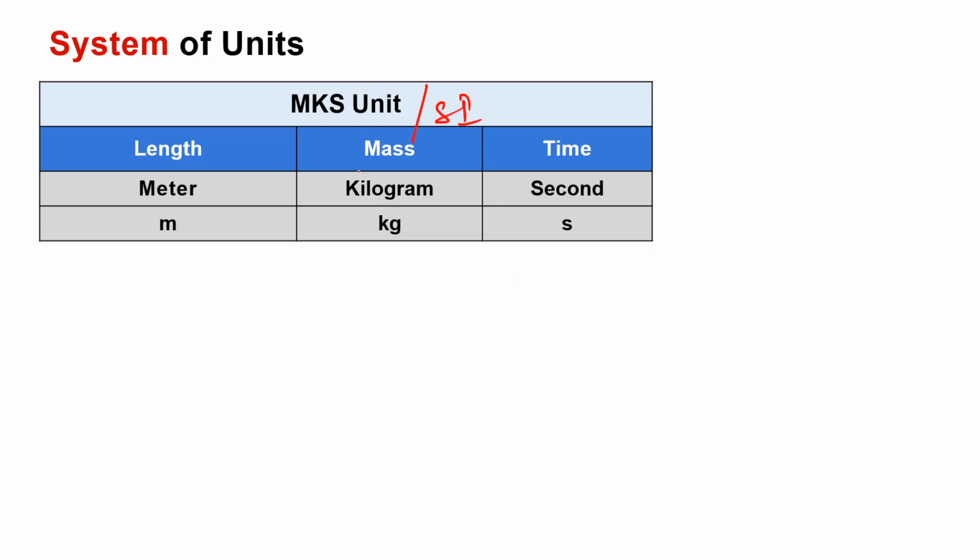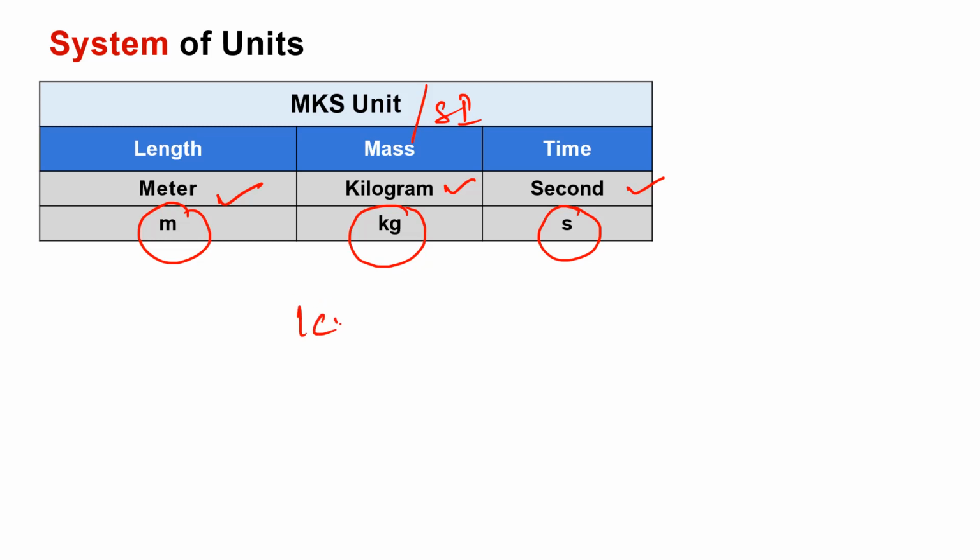According to the MKS unit system, the length is measured in meter, mass is measured in kilogram, and time is measured in second. The symbol of meter is represented as m. The symbol for kilogram is kg, and for the second we represent it as s. Okay. Now there are some conversions that I think you should know.